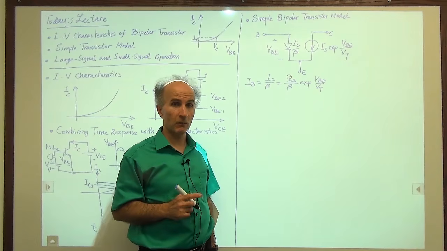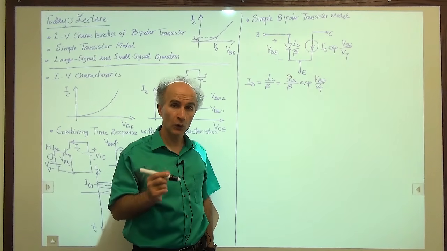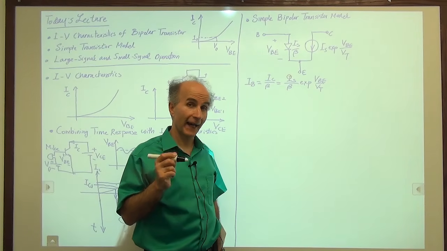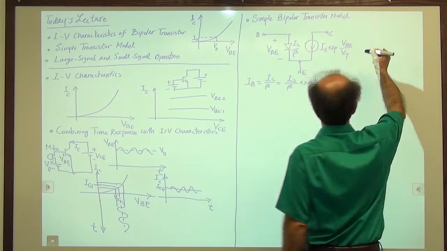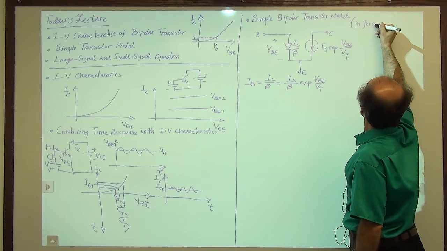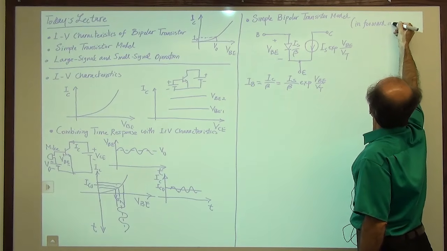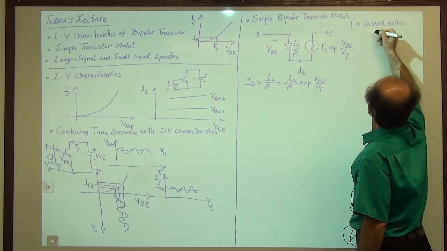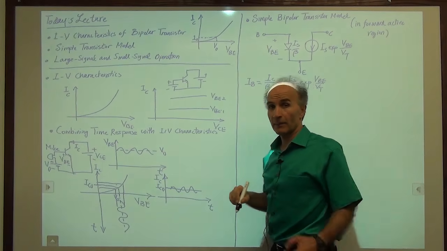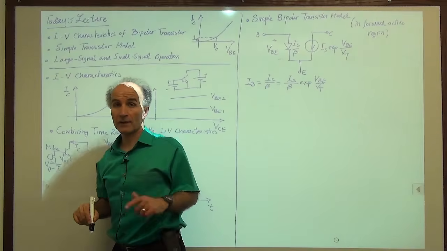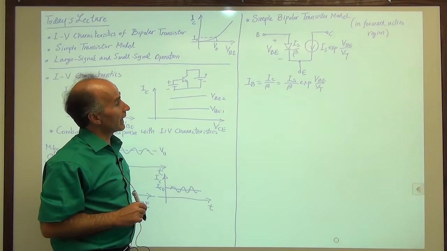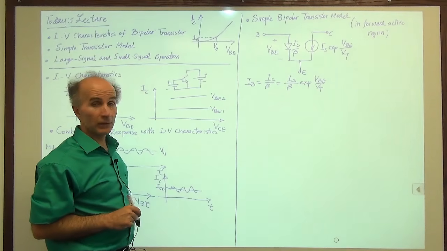I emphasize that this model is valid only if the device operates in the forward active region. So that's important to remember. In forward active region. And forward active means the base-emitter is forward biased, the base-collector is not forward biased. Okay, so that's the model that we can use in various calculations.